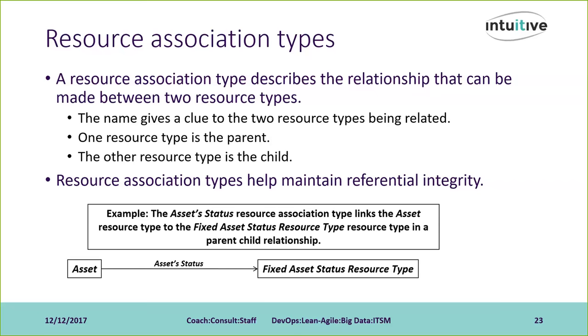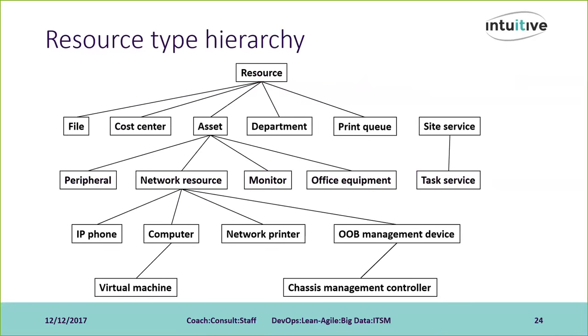All right, next up, let's look at the resource type hierarchy. Resource types are linked in a hierarchical structure, much like the branches of a tree. Every resource type has a parent, which is known as its base resource type. The only exception to this is the resource type named resource that we see at the top. You could think of this as the root of the tree. Each resource type inherits the data classes and resource association types from its base or parent resource type.